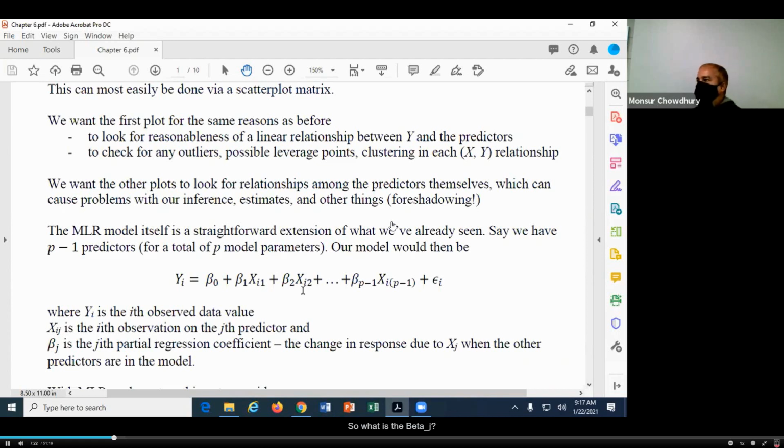So what is beta j actually? This is the change in the response variable due to the predictor variable xj when all other predictors are in the model, because we have more than one predictor.